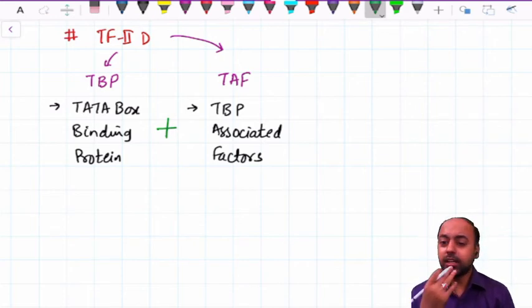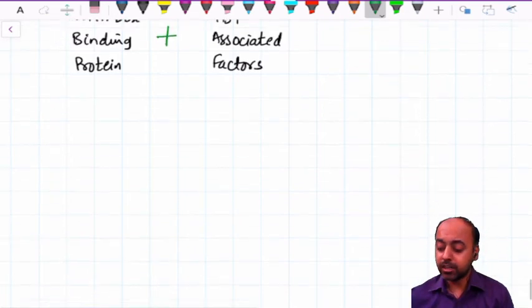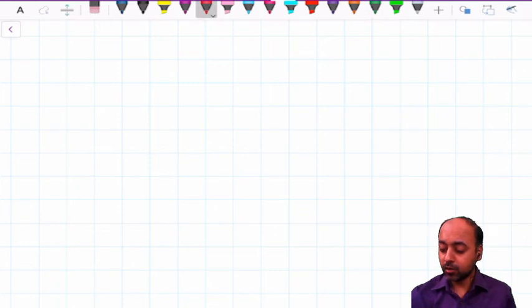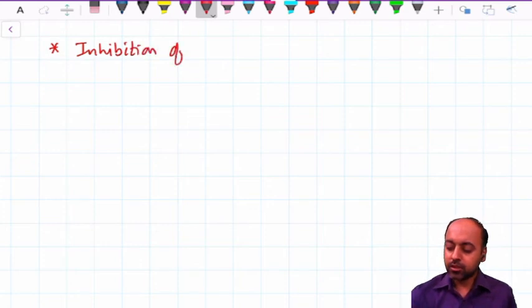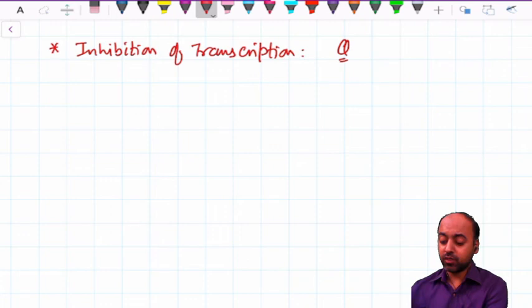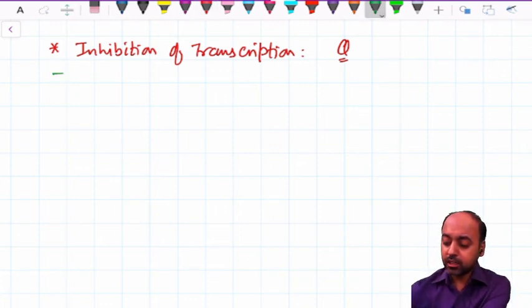So at this point, let us talk about some inhibitory molecules. Sometimes you can get this question about the inhibition of transcription. This is sometimes asked as a 2 or 2.5 mark question: describe the inhibition of transcription, maybe in the prokaryotes. Primarily it is asked for the prokaryotes. So here you have to remember the inhibition of transcription can occur in two ways.